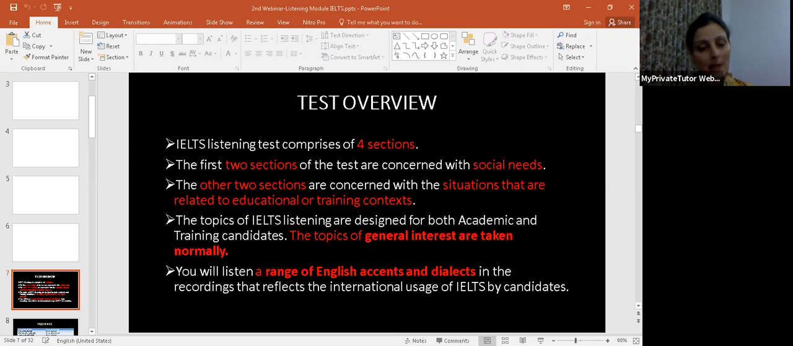Four sections, as I told you, in the listening session. Two sections are concerned with social needs. The first two sections, the questions are going to be related to social needs. I'm going to give you examples. The other two sections are going to be concerned with situations related to education or training contexts. The topics of IELTS listening are designed for both academic and general training candidates, and normally topics of general interest are taken.